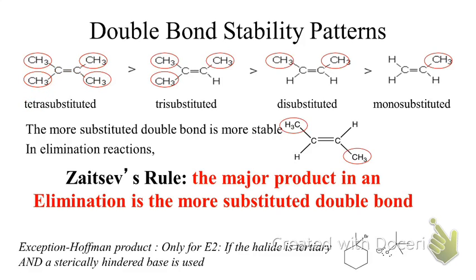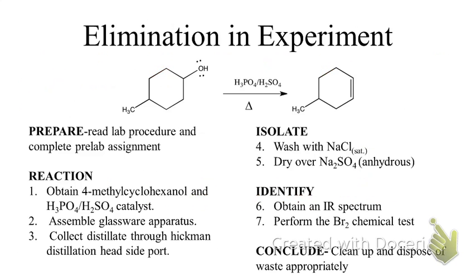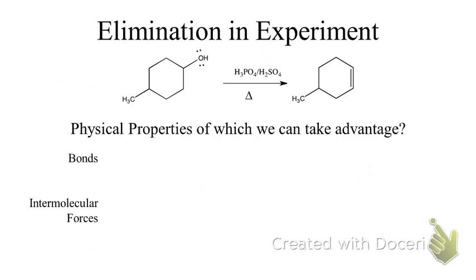There is an exception to Zaitsev's rule. I don't know if you'll see it in lecture, but that's the exception. If you want to read about it, you can read about it. We won't see it in the lab. This is a summary slide of pretty much everything you're going to do as far as the procedure goes. Okay? Ideally, every step that you're going to go through. Okay? So let's push to the actual experiment.